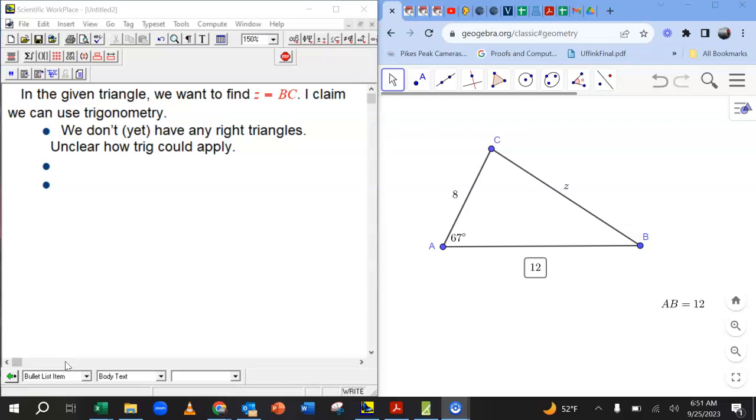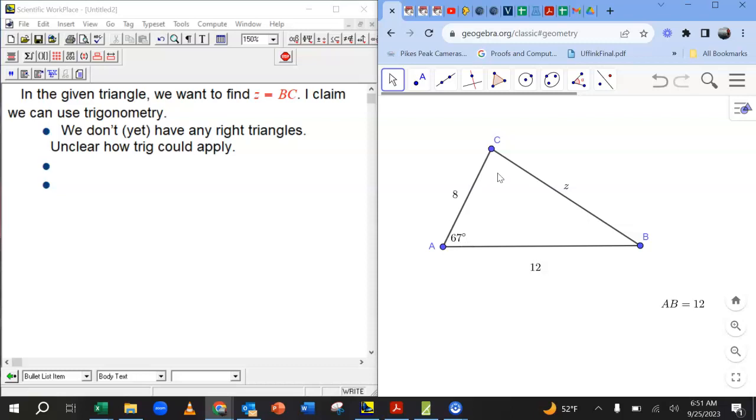Let's look at a little more complicated and advanced trig problem. We've got a triangle here. We've got SAS information for the triangle. AC is 8, AB is 12. The angle CAB is 67 degrees.